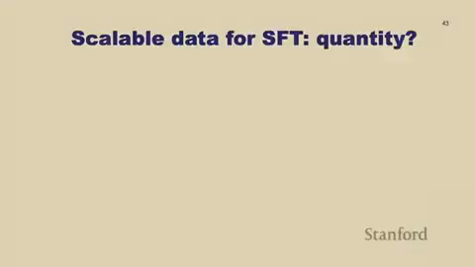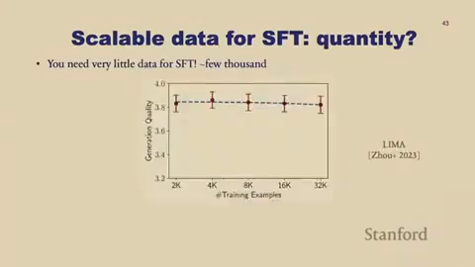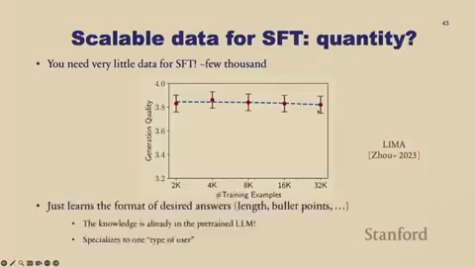Quantity of data. We talked about what type of data and how we collect it. One thing which is surprising with SFT is that you don't need that much data. This paper, called LIMA, showed that if you scale the amount of data that you use for supervised fine-tuning from 2,000 to 32,000, it really doesn't help much. So here, scaling laws definitely don't help. The intuition here is that all you learn is how to format your desired answers.